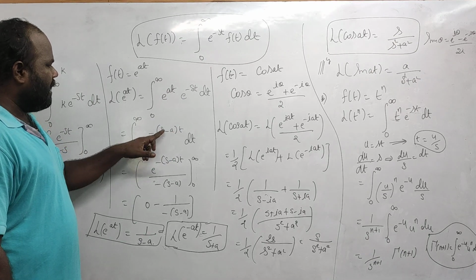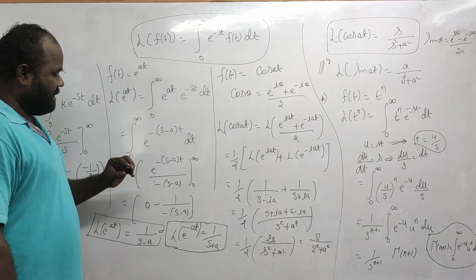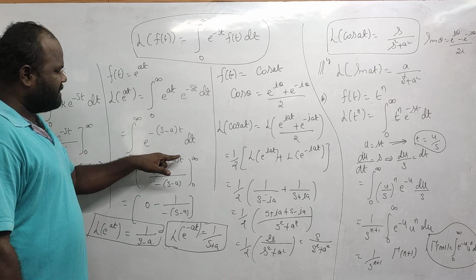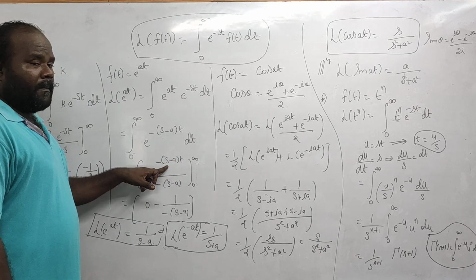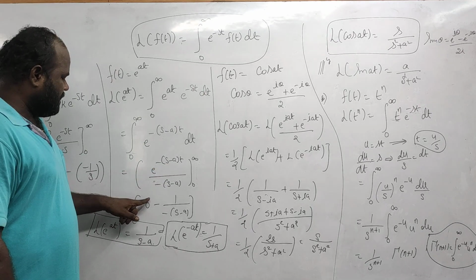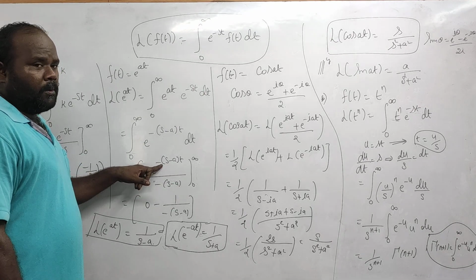So what is the integration of e power minus at? E power minus at by minus a. So e power minus of (s minus a) into t divided by minus of (s minus a). What is the upper limit? E power minus infinity becomes 0, so this term becomes 0. And what is the lower limit? E power 0 is 1.